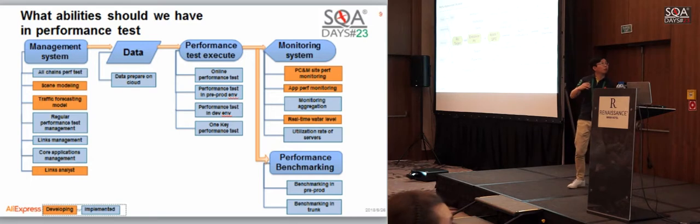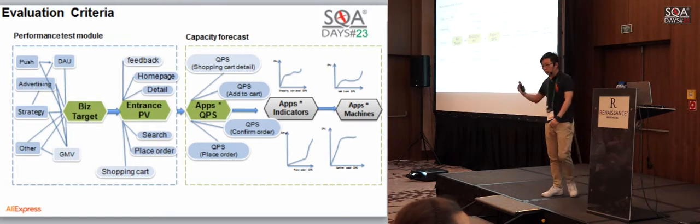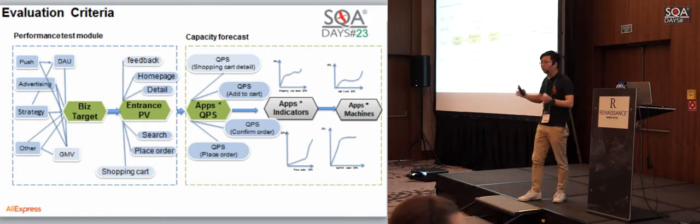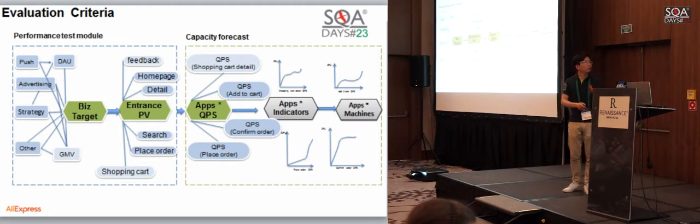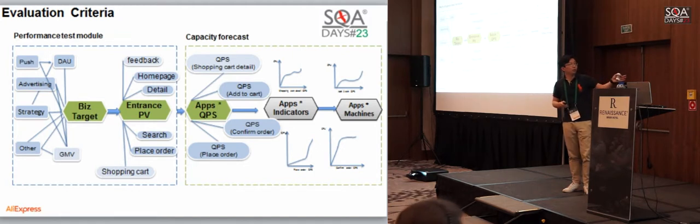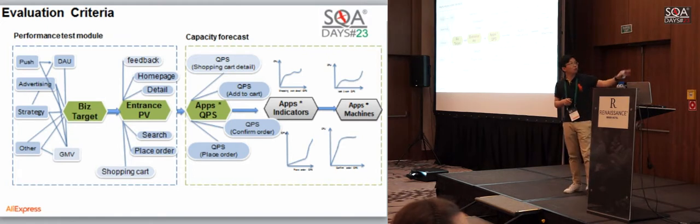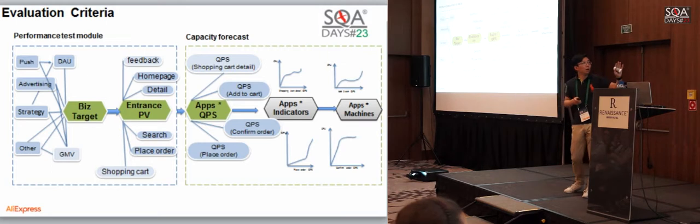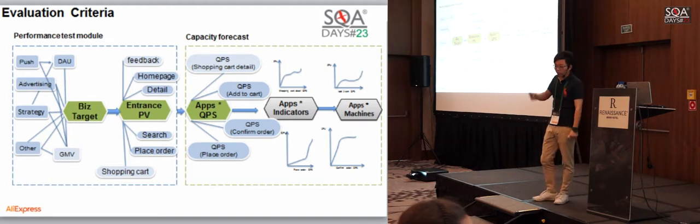Here is the evaluation criteria for our performance test. Before we do the performance test, we will receive the business target from our business teams and our operation teams, about the DAU, advertising strategy, and the GMV. GMV is the most important business target for our evaluation of the performance test. So all the data will be converted to our entrance page views to evaluate how much traffic we need to use in the performance test.